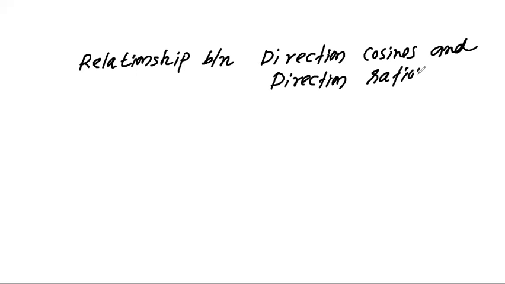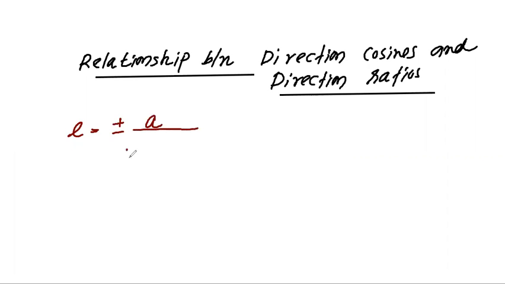Next topic is the relationship between direction cosines and direction ratios. Listen here properly, it's very easy. l is given by plus or minus a divided by root of a square plus b square plus c square.